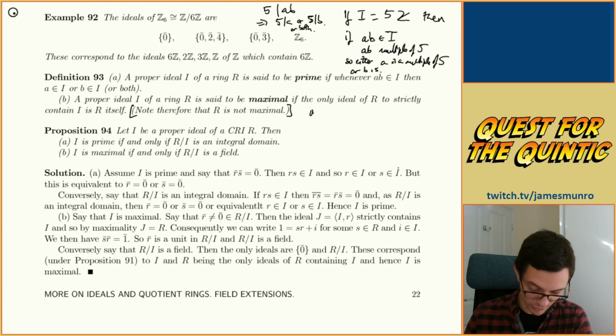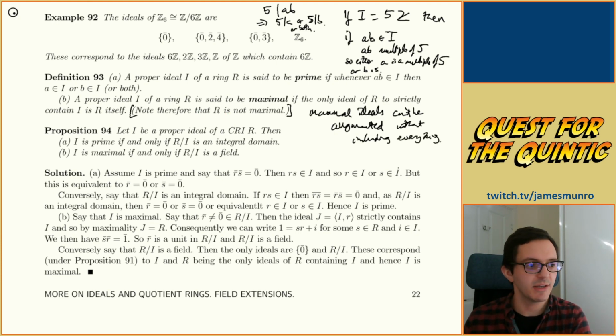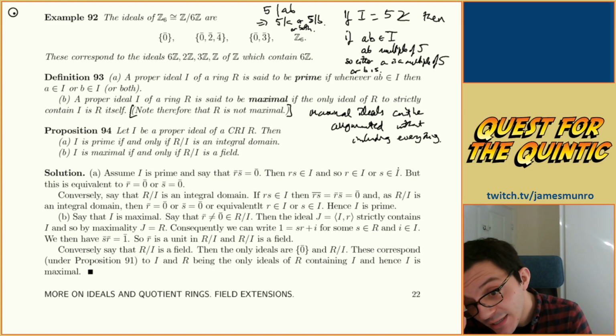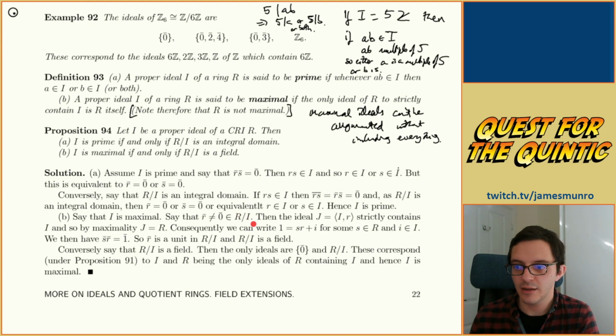Maximal ideals can't be augmented without including everything. And technical note, R is not considered a maximal ideal or something. Okay. Proposition 94 looks good. It's a link between several things we've seen this morning. I is prime, if and only if. I is prime is such a weird start to a sentence, isn't it? If and only if R quotiented by I is an integral domain. And here's a proof down here.